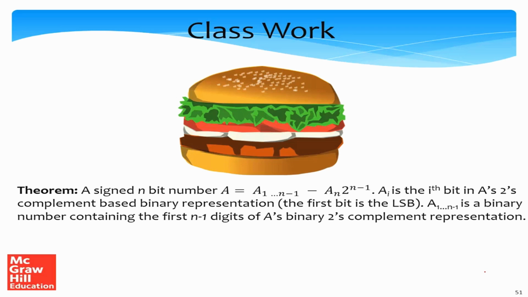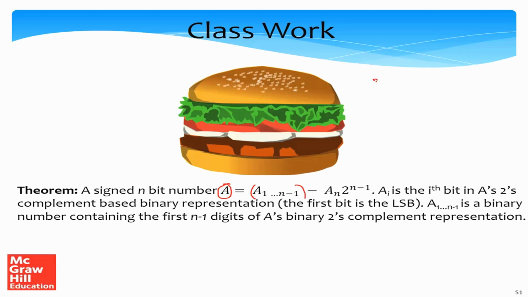So let us consider a signed n-bit number A. Let's first consider a number which is made by the first n-1 bits. What we want to say is that the number A is equal to the number made by the first n-1 bits minus the MSB multiplied with 2 to the power n-1. Here A_i is the ith bit in A's 2's complement based binary representation, where the first bit is the LSB. And A_1 to n-1 is a binary number containing the first n-1 digits of A's binary 2's complement representation. That's a lot of text. Let's consider an example, it will become crystal clear.